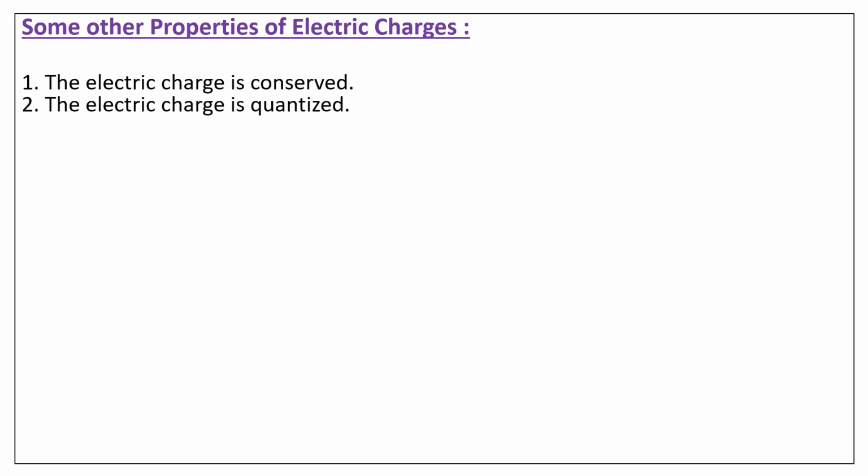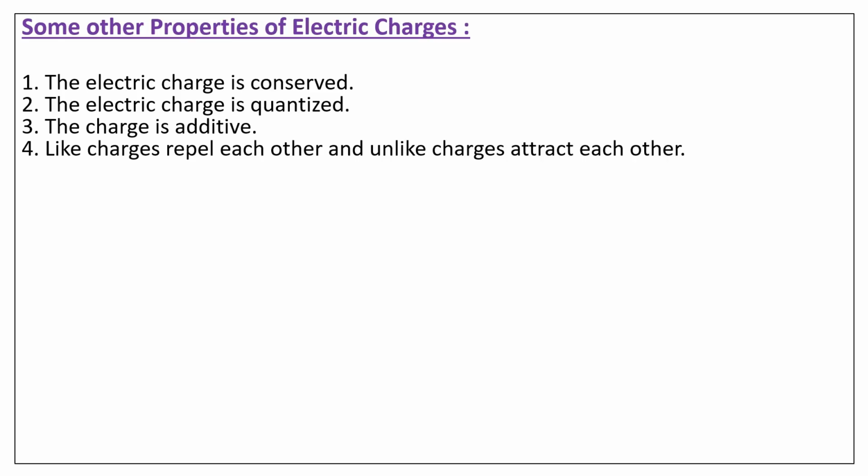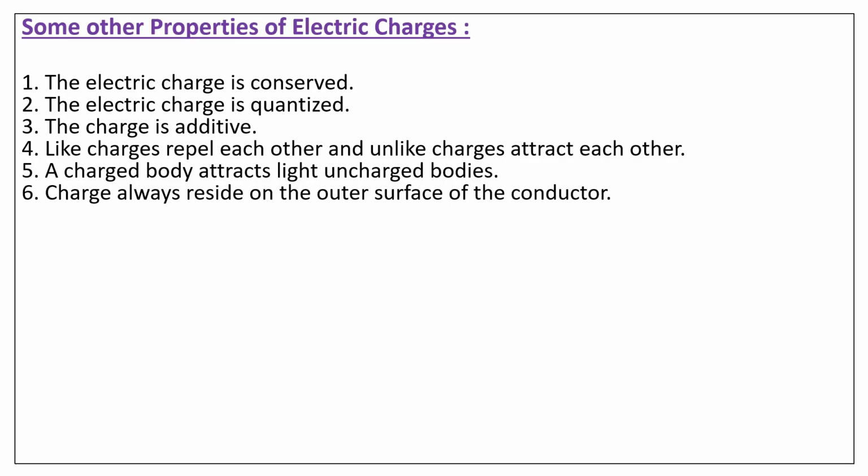Now let's look at some other properties of electric charges. 1. The electric charge is conserved. 2. The electric charge is quantized. 3. The charge is additive. 4. Like charges repel each other and unlike charges attract each other. 5. A charged body attracts light uncharged bodies. 6. Charge always resides on the outer surface of the conductor.